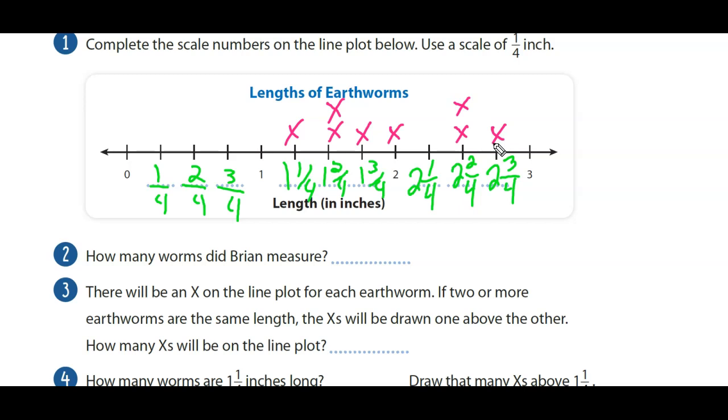How many worms did Brian measure? How would I find that out? Count all the X's. So how many are there? 8. So he measured 8 worms. There will be an X on the line plot for each worm. If 2 or more earthworms are the same length, the X's will be drawn one above each other, just like this. So how many X's will be on the line plot? How many X's altogether? 8, because that's the number of earthworms he measured, right?